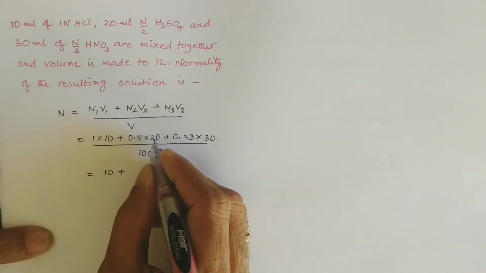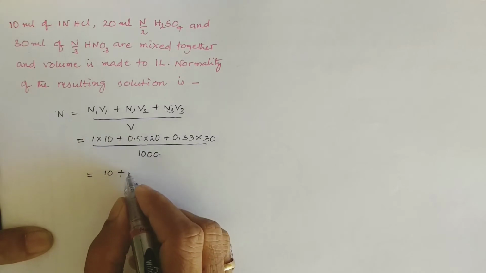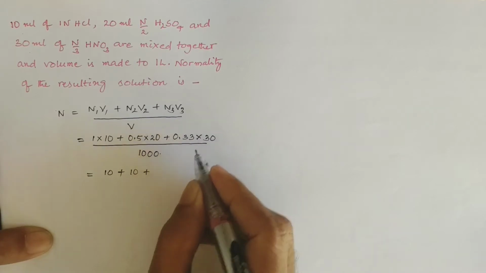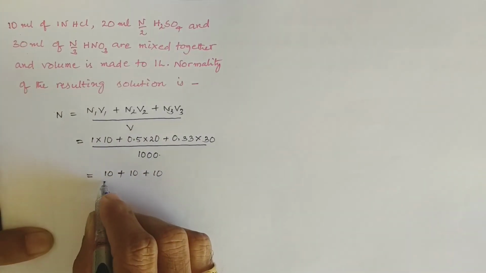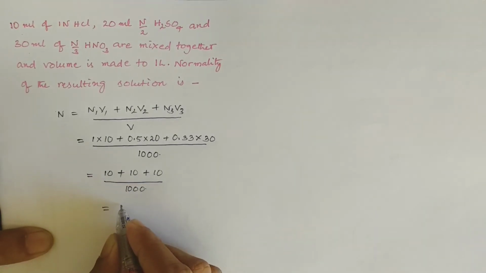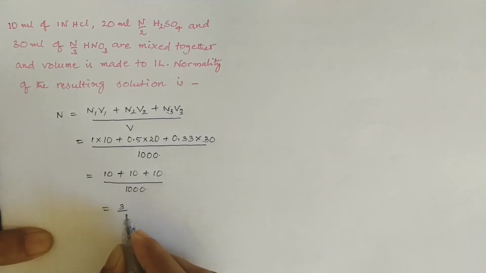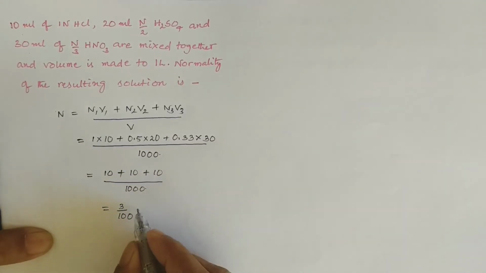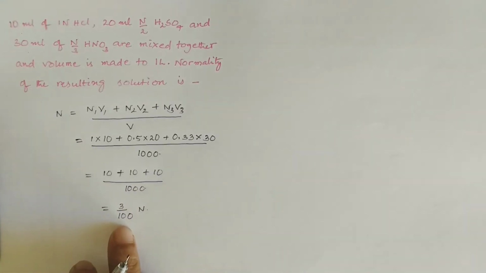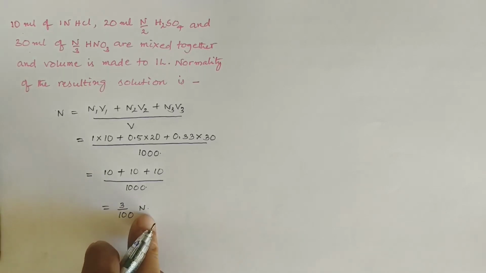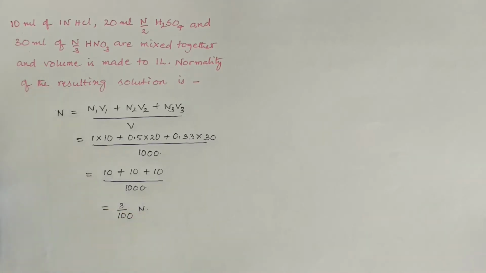10 plus this is 5 into 2, 10 plus this is 1 by 3 into 30. So once again it is 10 divided by 1000, right? So 30 by 1000 is 3 by 100 normal. Means 3 by 100 gram equivalents per liter is the concentration of the resulting mixture.